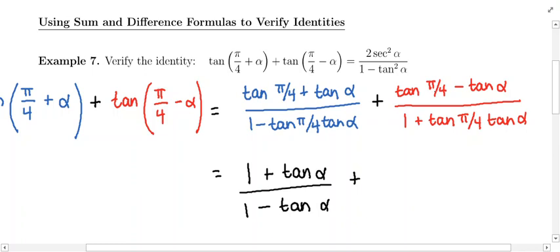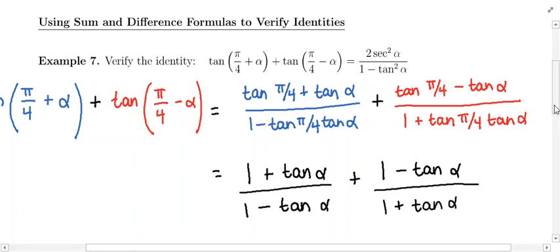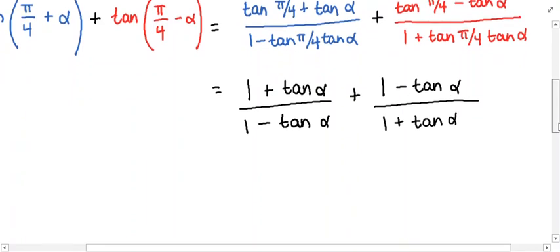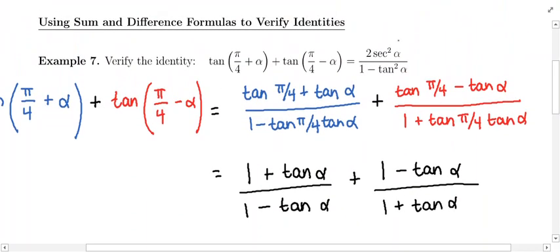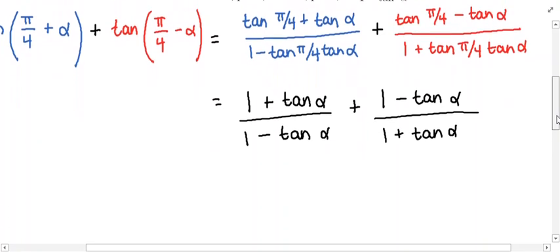The tangent of pi over 4 is 1, so we'll get 1 minus the tangent of alpha over, in the bottom, 1 plus the tangent of pi over 4, which is 1. So this will just become 1 plus the tangent of alpha. So it looks slightly less scary. Remember the end goal: we are trying to arrive at 2 times the secant squared of alpha over 1 minus the tangent squared of alpha. So we just continue on.